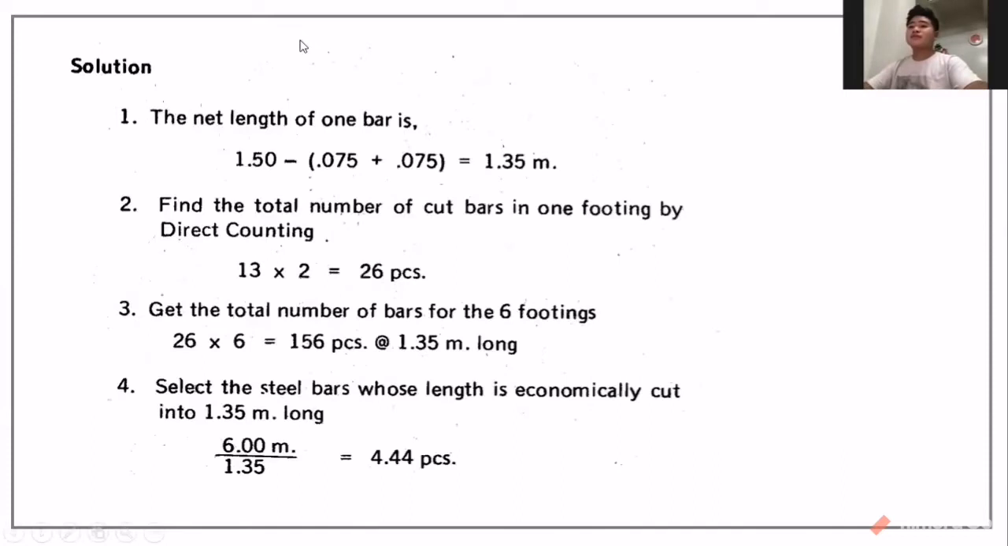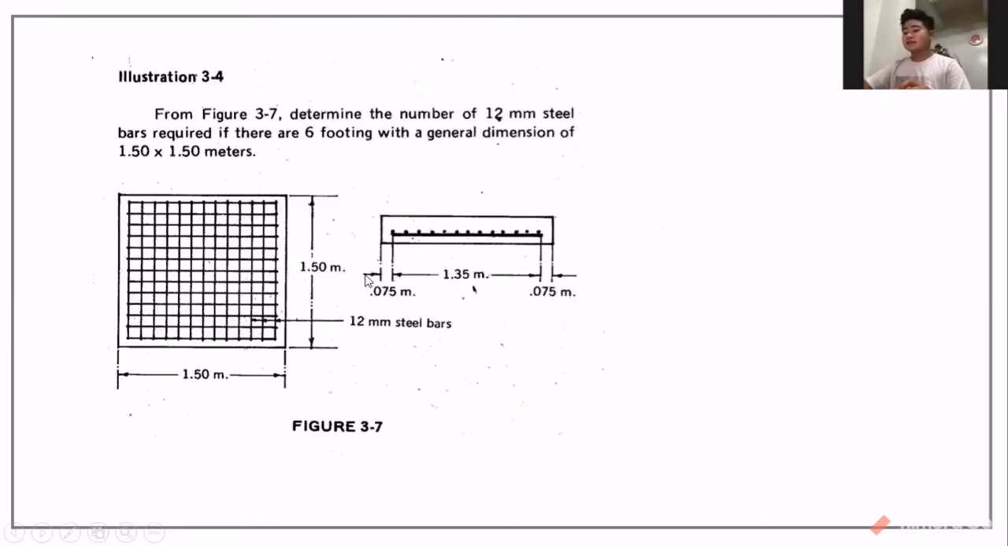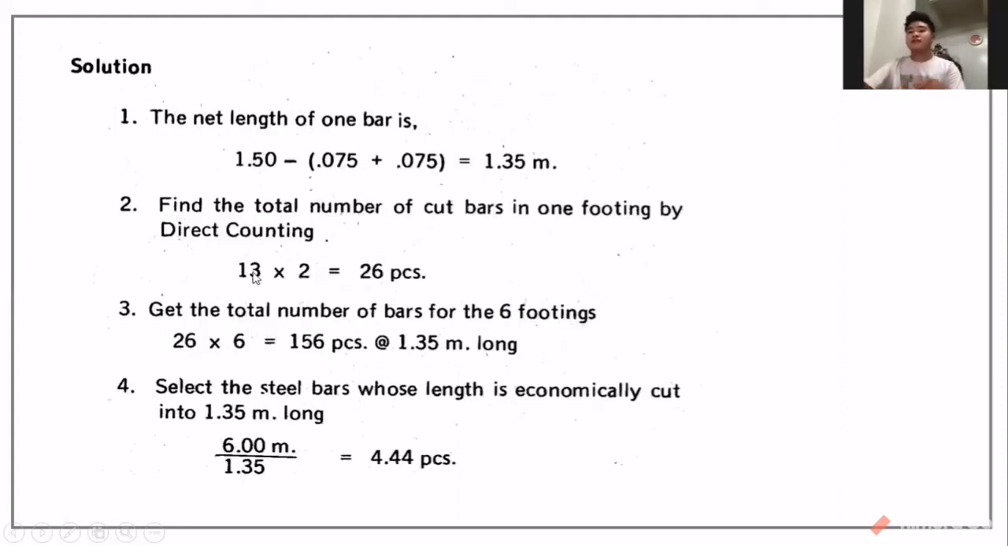So first, this is our solution. First is to determine the net length of one bar, which is 1.50 minus 0.075 minus 0.075 equals 1.35. Next is to find the total number of cut bars in one footing by direct counting. By counting here, we have 13: 1, 2, 3, 4, 5, 6, 7, 8, 9, 10, 11, 12, 13. This is what we call direct counting, and then multiplied by 2, so we have 26 pieces.